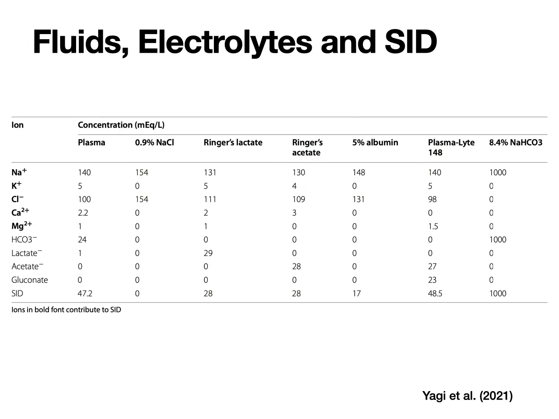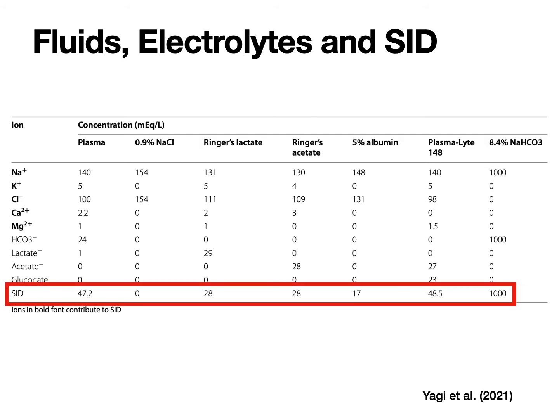Now here is a table which shows common fluids used in the ICU and their composition. Over to the leftmost corner, we can see the composition of plasma, which shows a SID of 47.2. As a rule, when we are replacing fluids, we should choose the one which resembles plasma more, or in other words, isotonic, quote unquote, with plasma. If we transfuse fluids which have a lower SID than plasma, the tendency is to decrease the SID and promote acidosis, and hence acidemia, and vice versa.